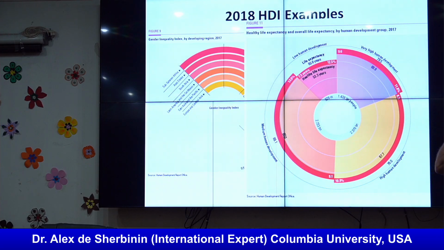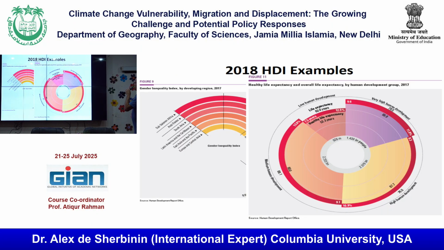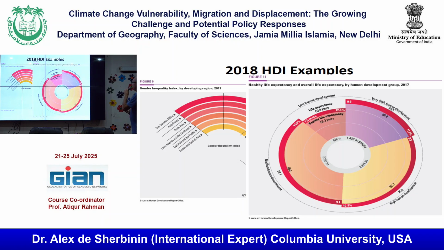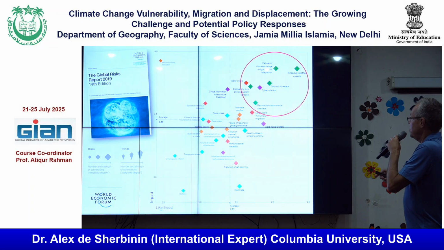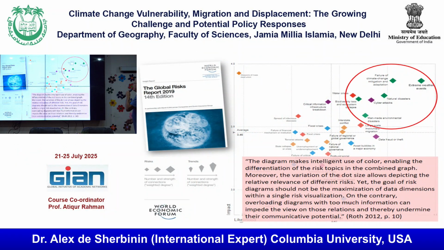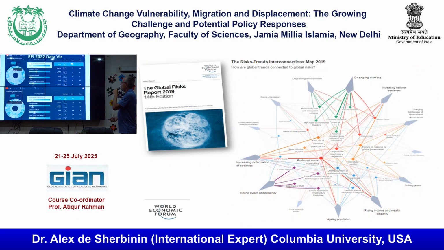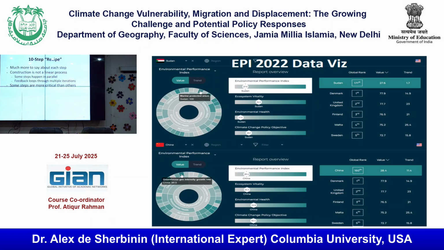These are some other ways of visualizing, using these not quite spider charts, but equivalents to spider charts. There's another example of data viz from the Global Risk Report with a lot of these in the climate area, and then we have other ways of visualizing. This is how we did things with the EPI, so you could look at each country and analyze its results.